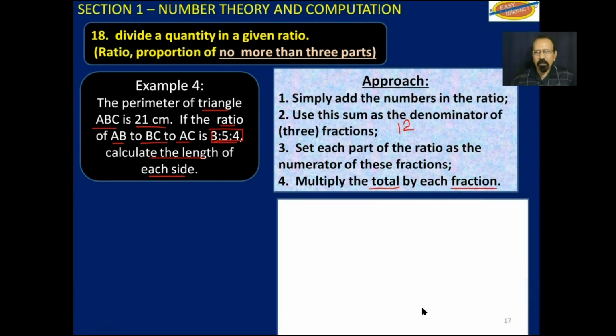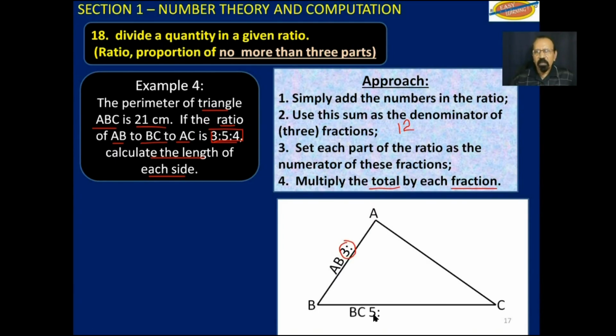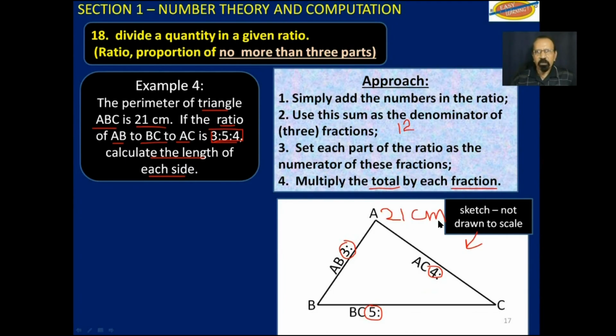So let's look at our triangle. Let's say that is BC, this is AB, and that is AC. AB is 3 parts, BC is 5 parts, and AC is 4 parts, so 3 to 5 to 4. We want to know the actual measurement if around this triangle is 21 centimeters. By the way, this triangle is not drawn to scale. So all the way around from A to B to C back to A is 21 centimeters. Well, we want to know the length of each side.